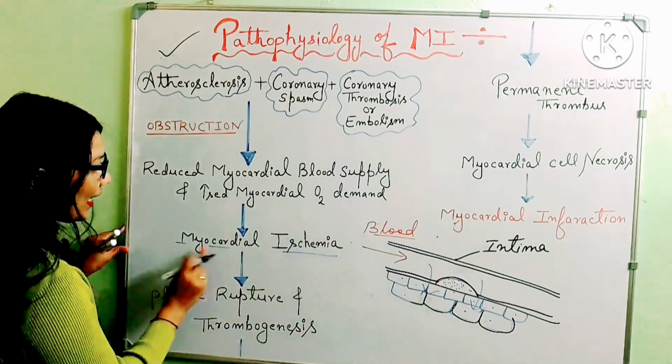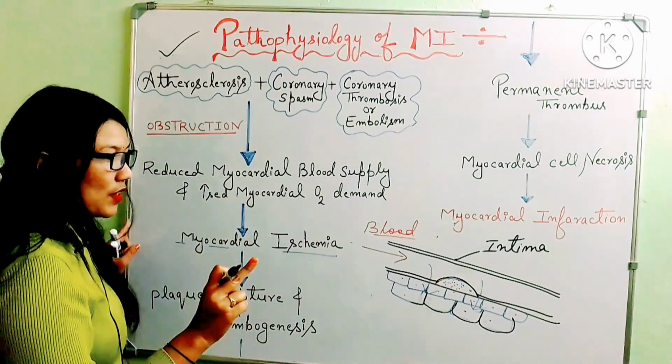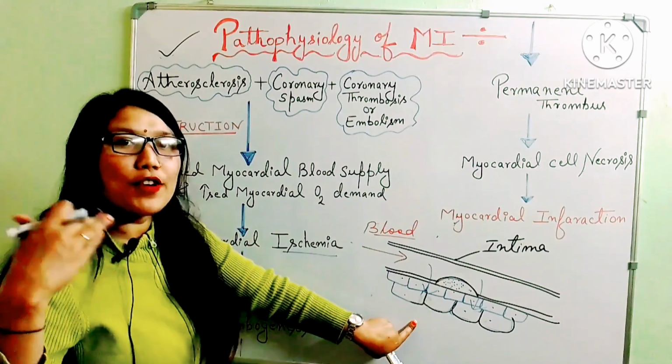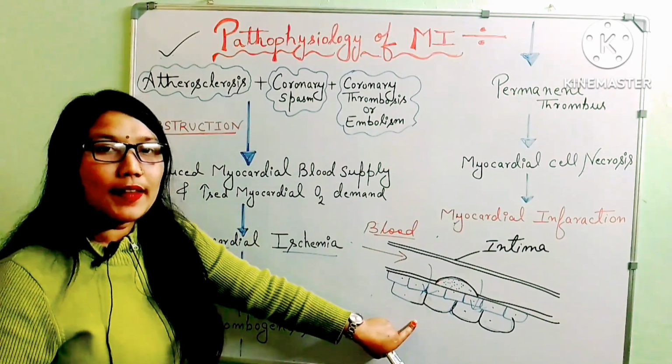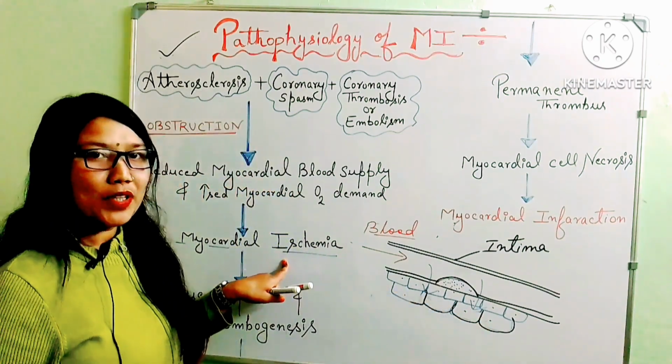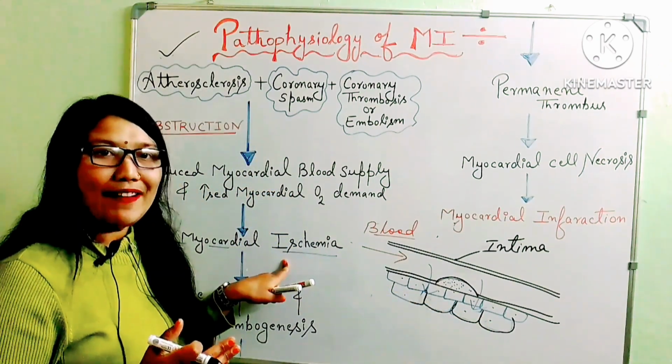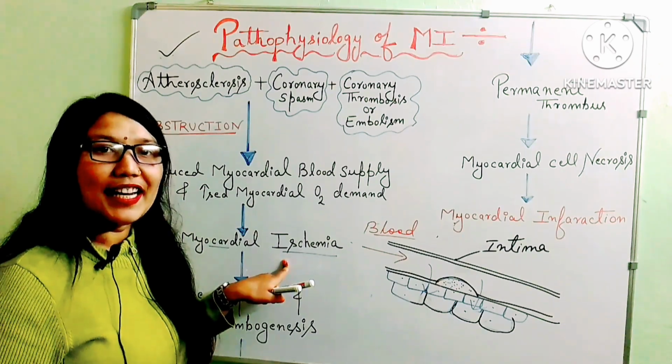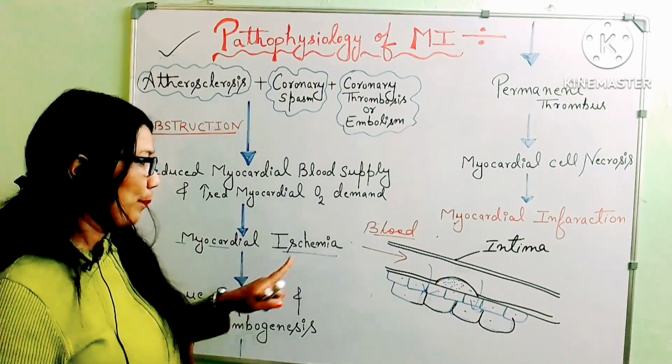So myocardial ischemia: when this process happens for a long period of time, the cells will not get proper oxygen and nutrition. There will be ischemia. Ischemia means the cells are deprived of oxygen and nutrition and are dying. That is called ischemia.